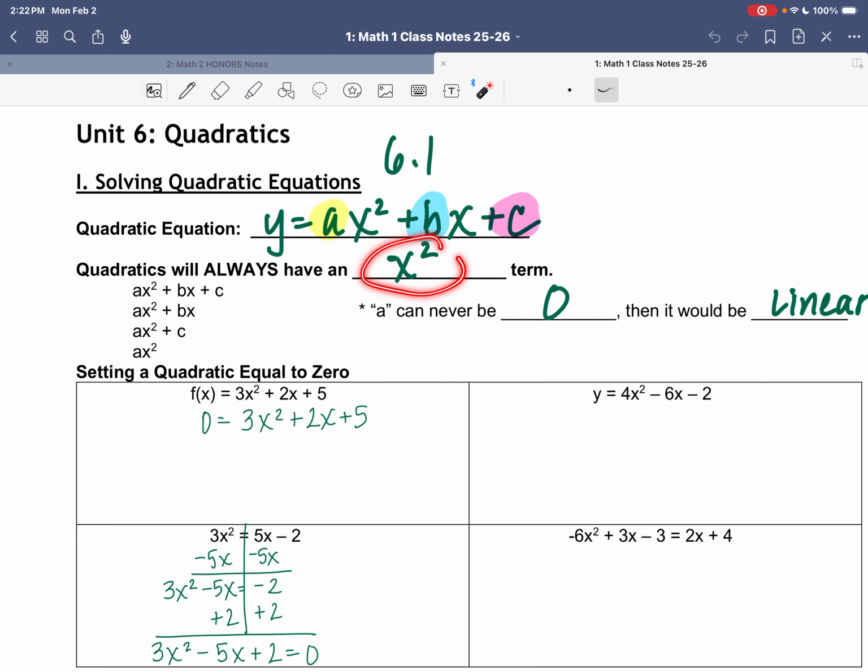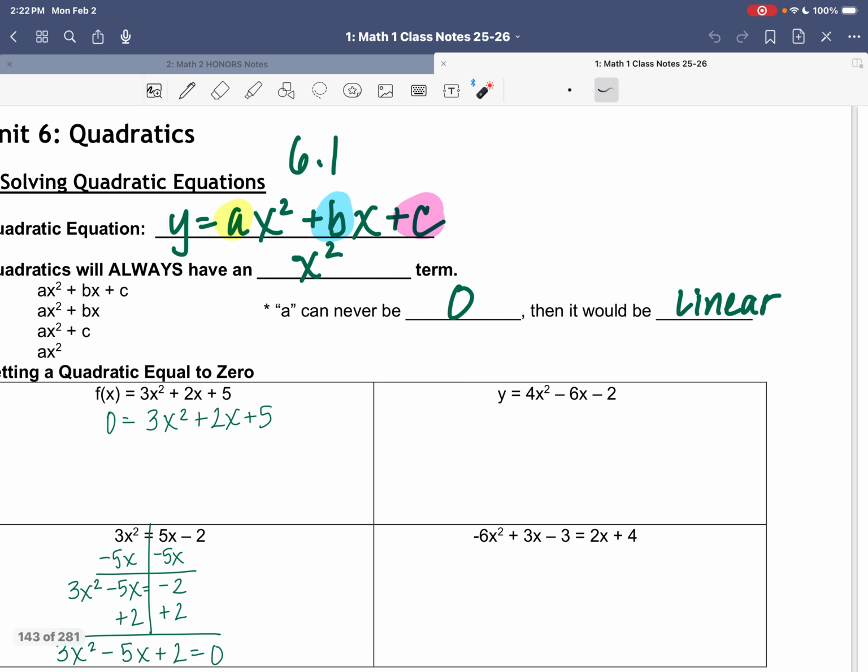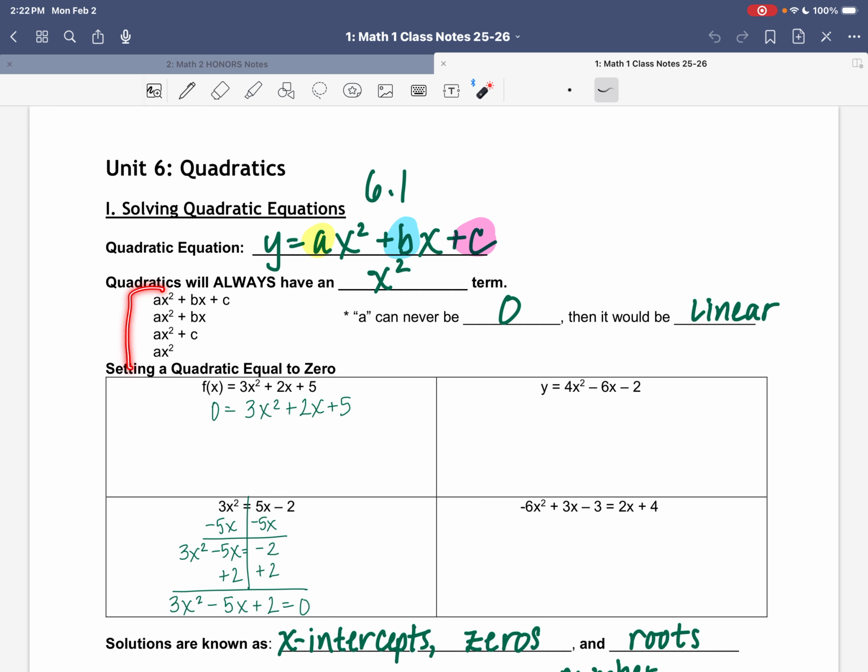Quadratics will always have an x squared term, so that exponent of 2 makes it a quadratic. So here's some examples where you have ax squared plus bx plus c, ax squared plus bx, ax squared plus c, or just ax squared. A can never be 0 because then it would be linear.